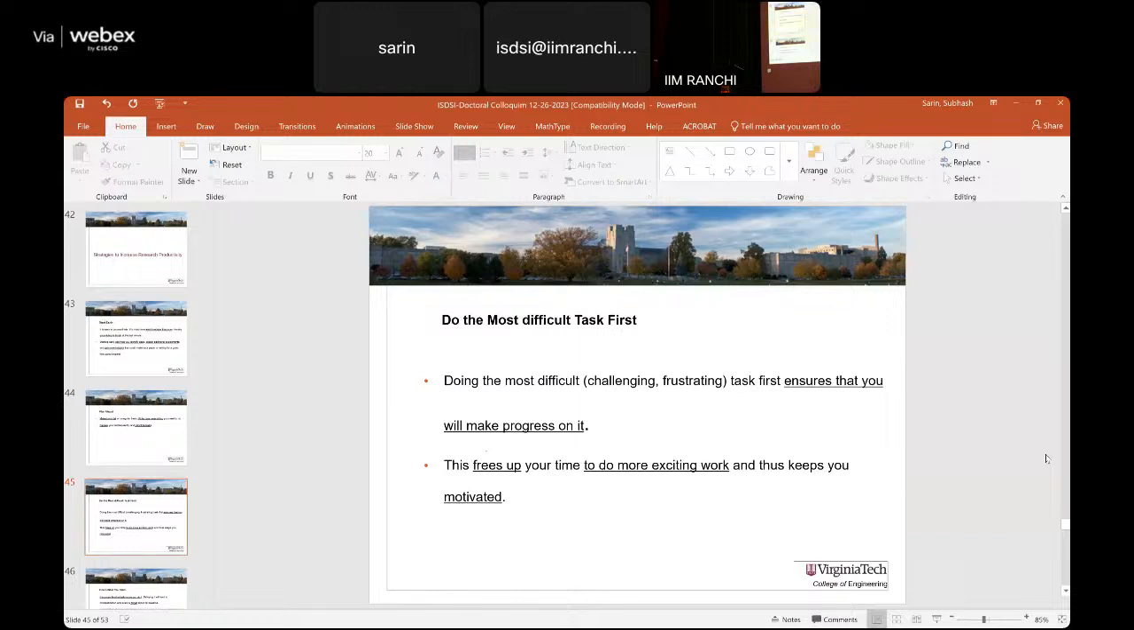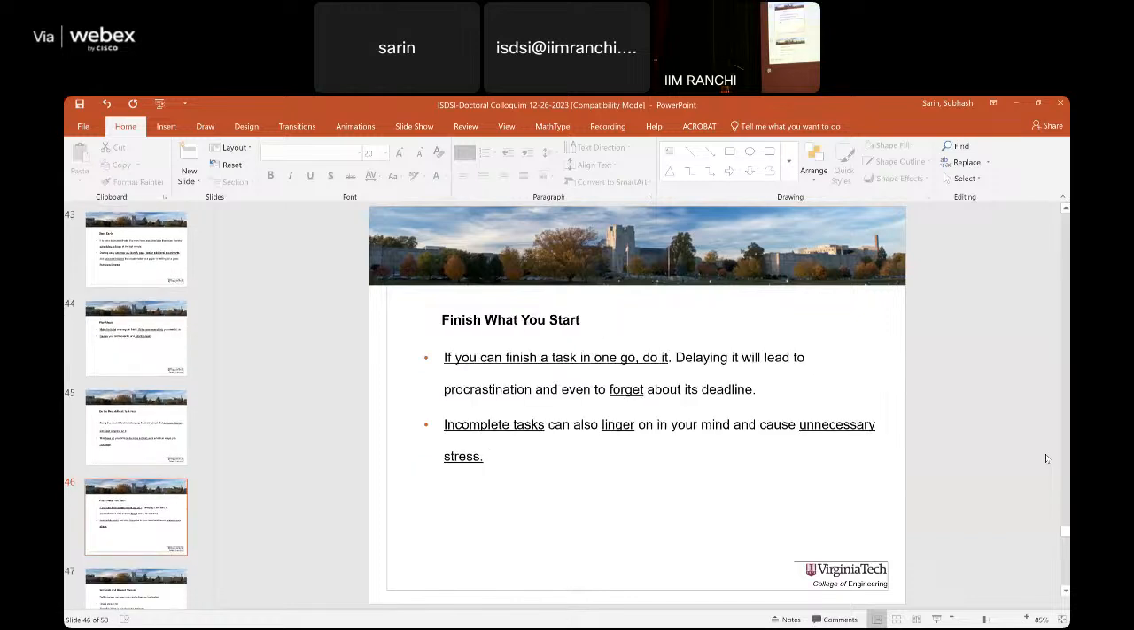And the other thing that I've seen to affect quite a bit is to do the most difficult task first. Do the most challenging, frustrating tasks as soon as possible, so that once that is done, you have more exciting work to be done later on, and it keeps you motivated. Otherwise, you keep delaying the most difficult task. Simple tasks you can do, but then you don't have enough time to do the most difficult tasks, and so they never get completed. So this is very, very effective, I found myself.